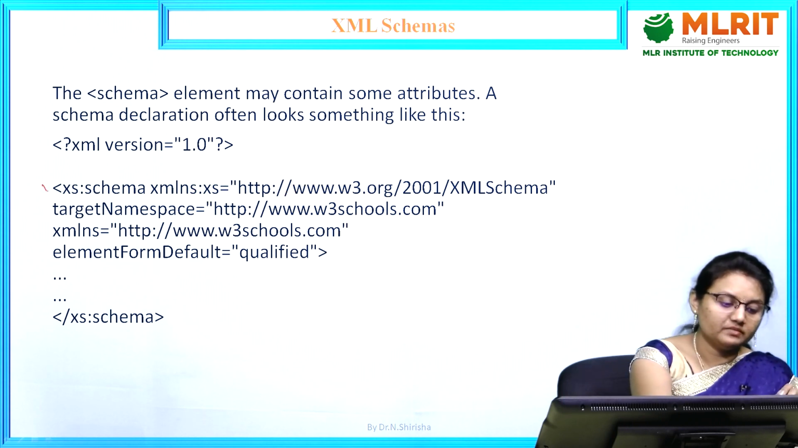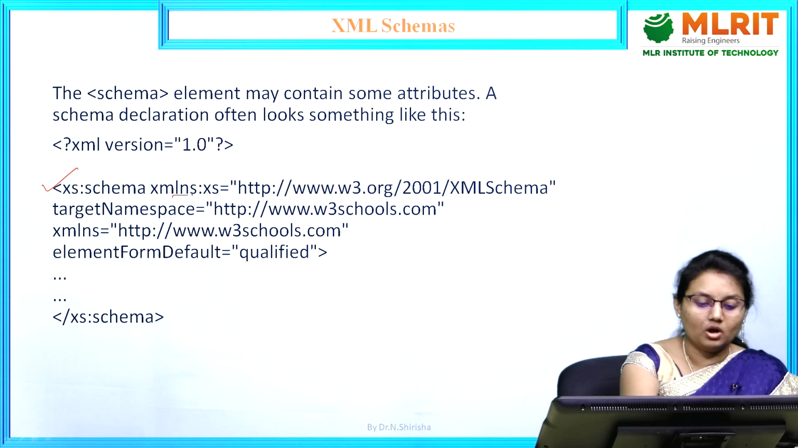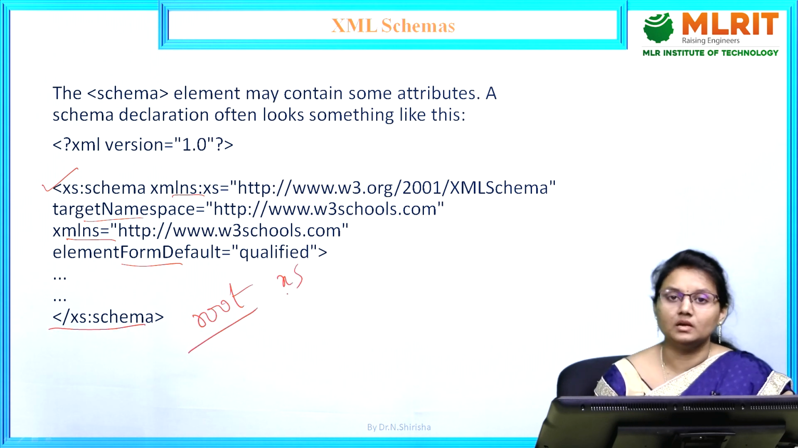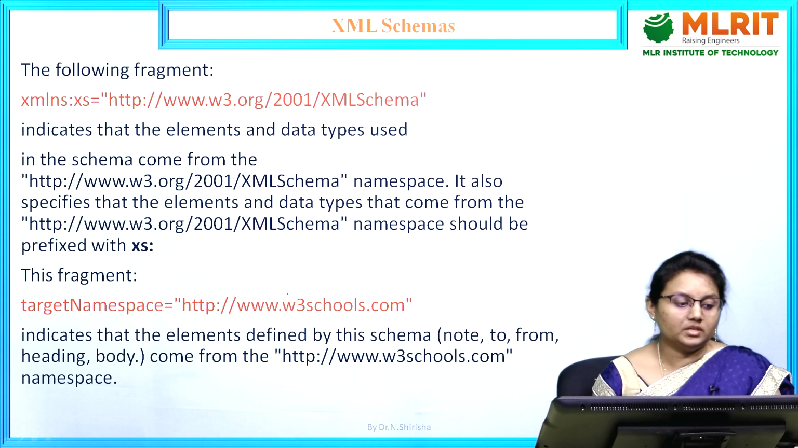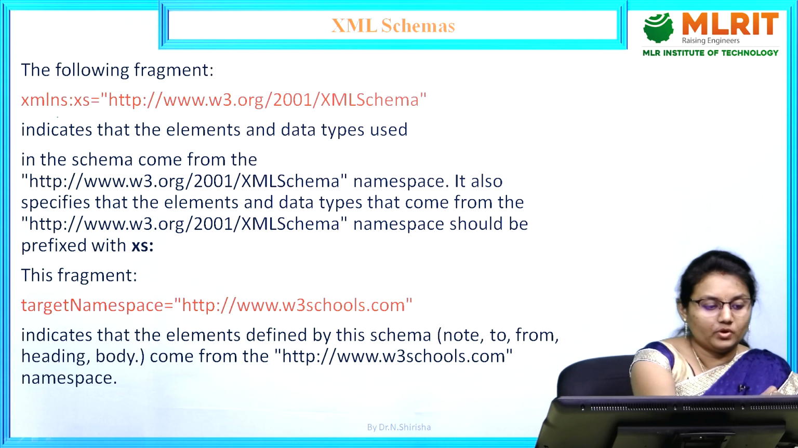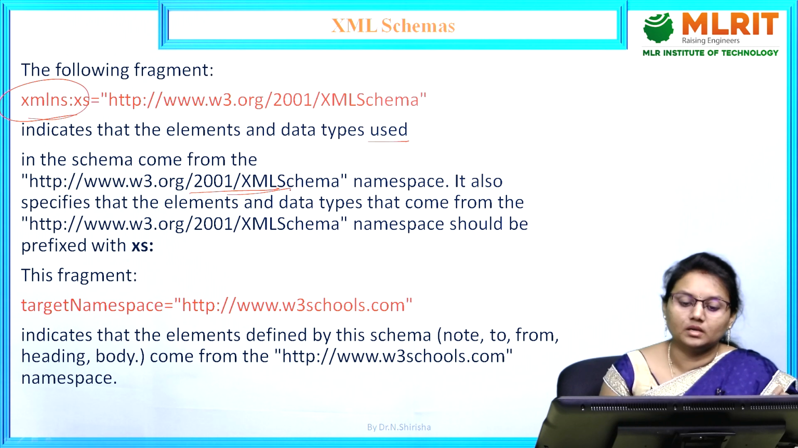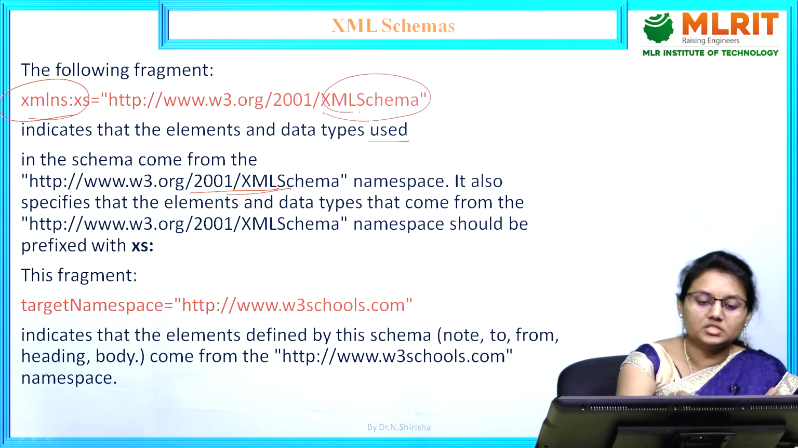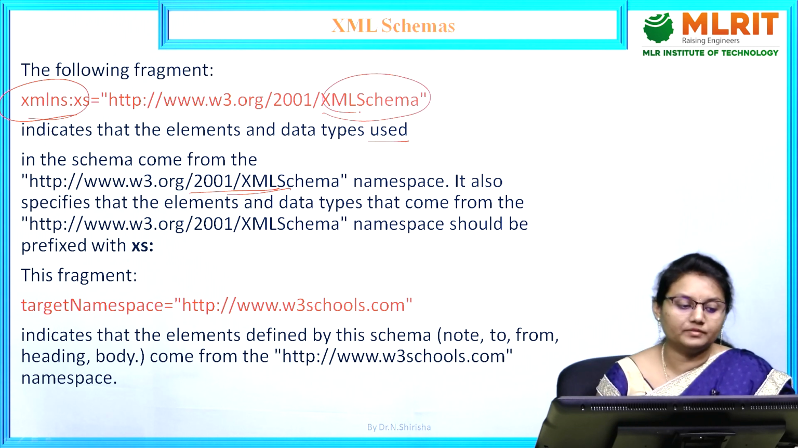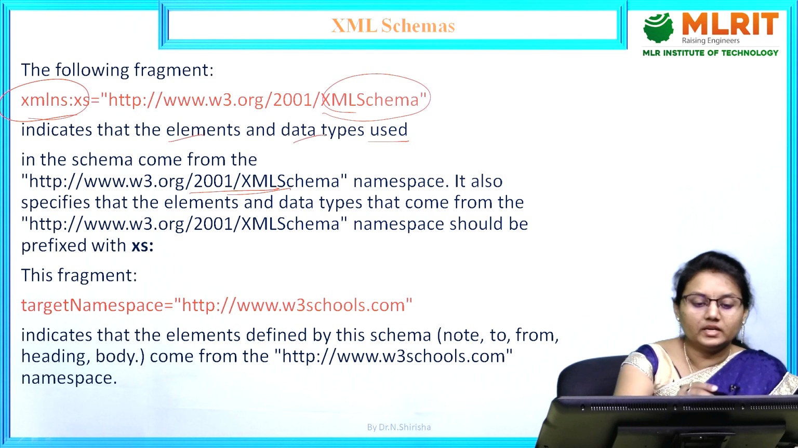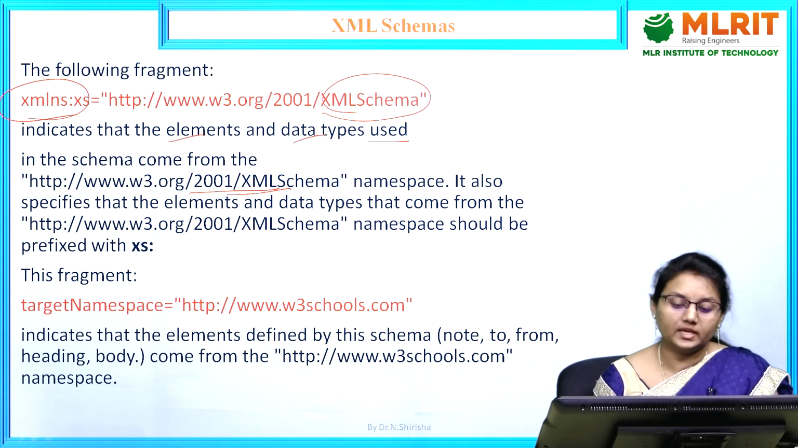So an XML schema will start with xs:schema, and all these namespaces will become attributes for your XML schema tag. This is the root tag for your XML schema. So the following fragment: what is this all about? xmlns:xs indicates that the elements and data types used in the schema come from the XML schema namespace. This is the namespace that you have. From there, we are going to indicate the elements and data types that we use in the XML schema.